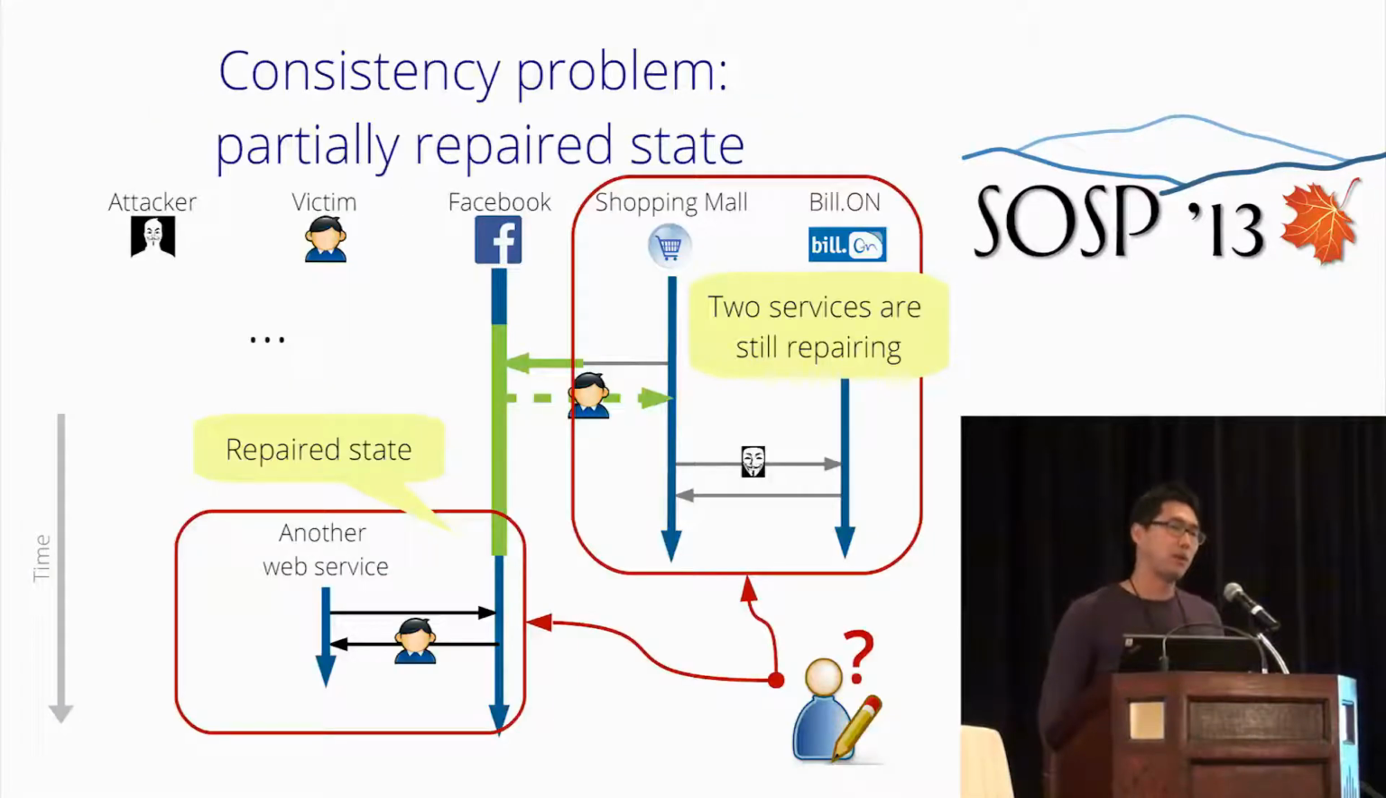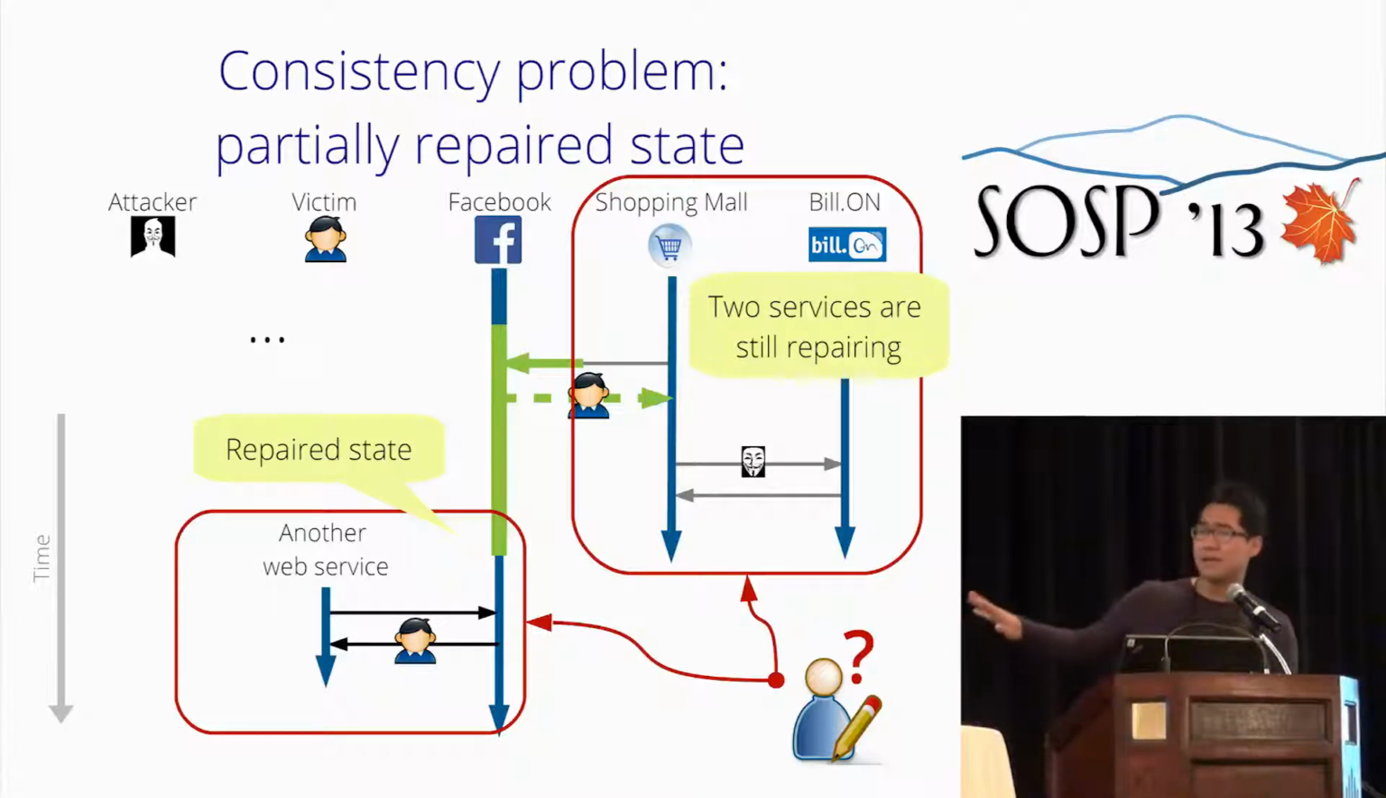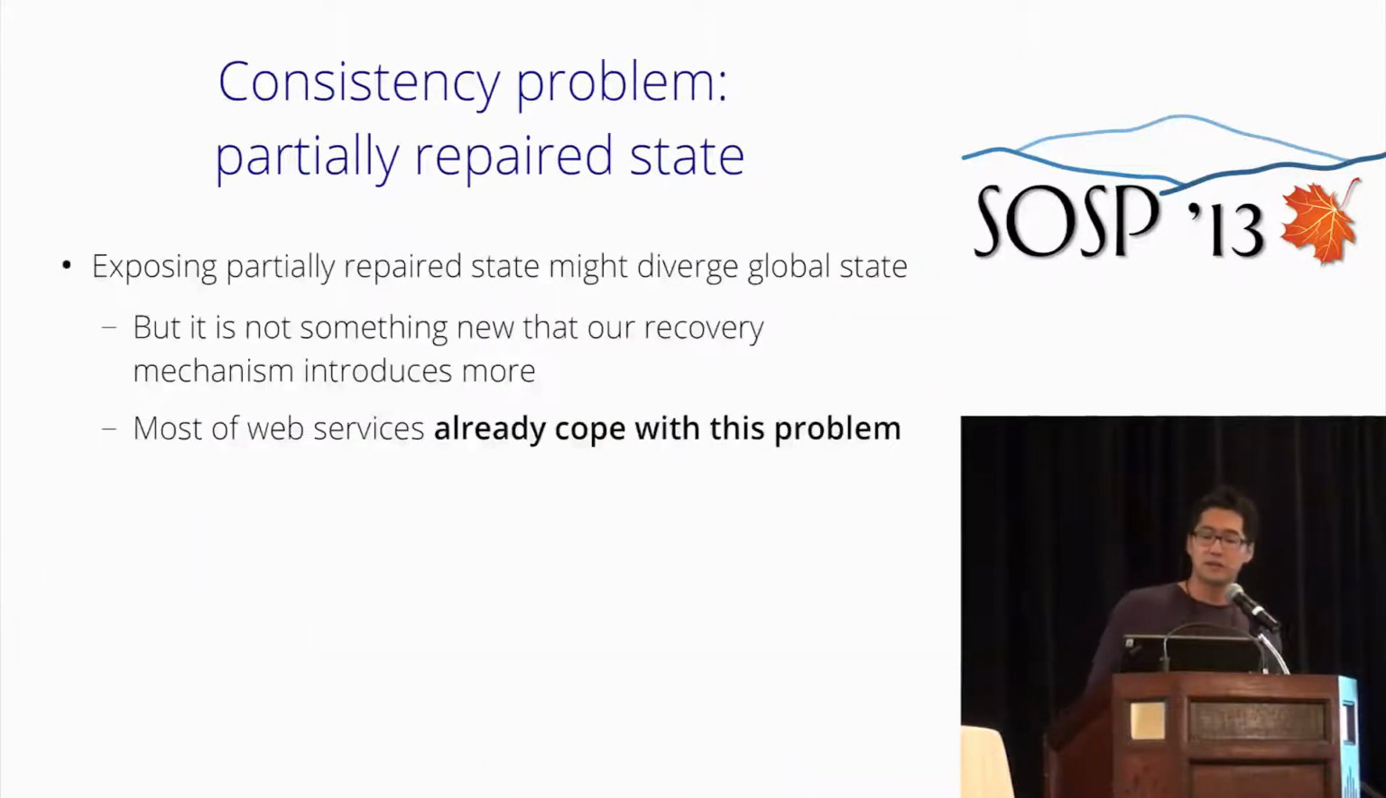Another topic that we're going to talk about is the consistency problem. Because we expose our internal state right after our local repair, users might see two different states. One is the repaired state, and the other is the state affected by the attacker, because two other services are still repairing their state. However, this is not something new that our recovery mechanism introduced, and most web services already cope with this problem.